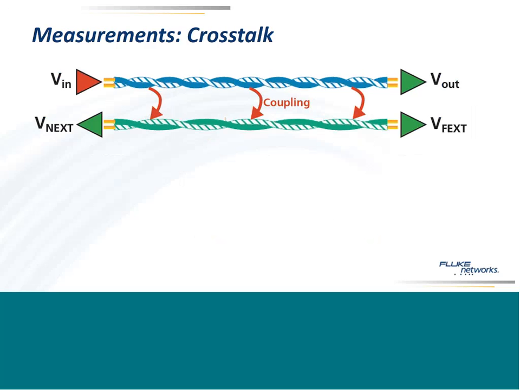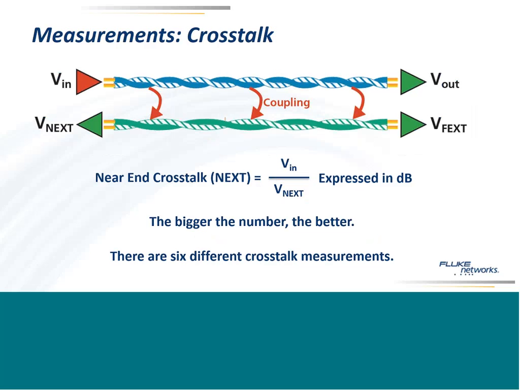We talked about crosstalk, and actually crosstalk can be measured. It's a fairly simple measurement. You kind of see what is going on here. The near-end crosstalk is just the ratio of the signal I put in on one pair divided by the signal I get out on the other pair. And it's expressed in dB. So you'll see like 40 dB of crosstalk or 60 dB of near-end crosstalk. Actually, the bigger the number, the better.